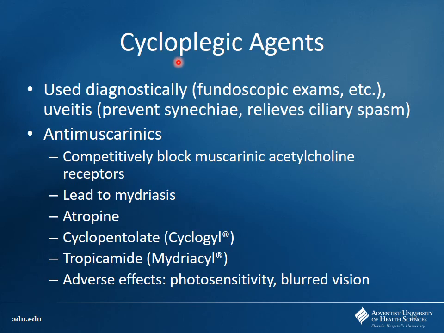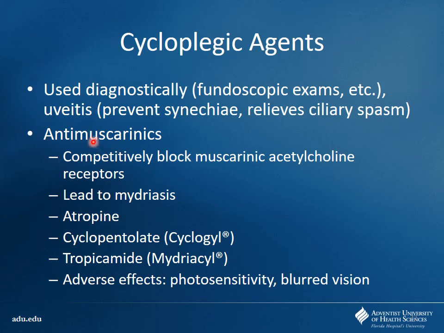And we have some cycloplegic agents. What do you think these do? Yeah, they're going to dilate the eye and prevent it from clamping back down. This is going to be really good for doing fundoscopic examinations. If you're dealing with things like uveitis and you're relieving ciliary spasm, these are all going to be really good for that. And basically there's a couple different ways we can do this.